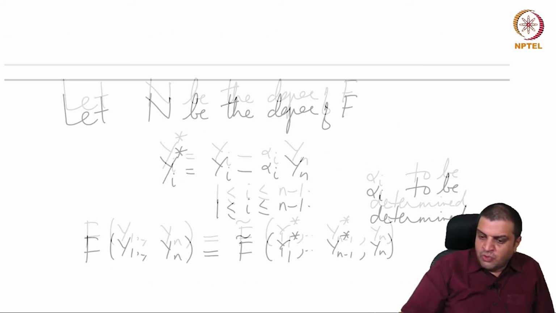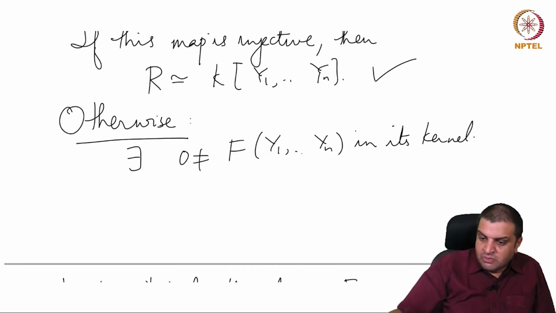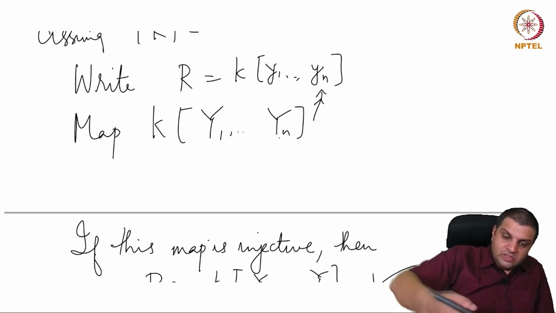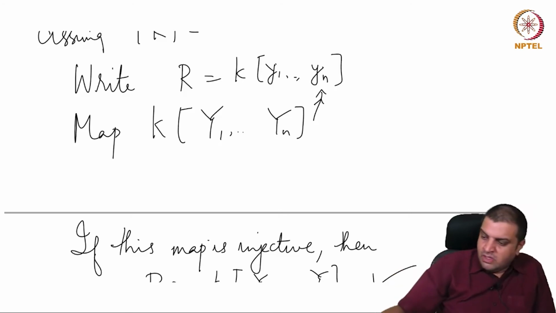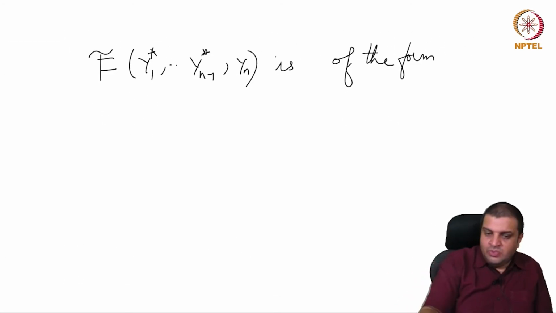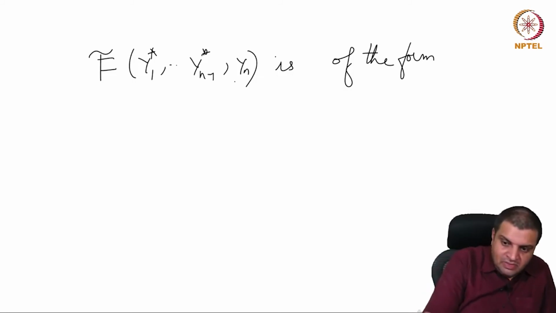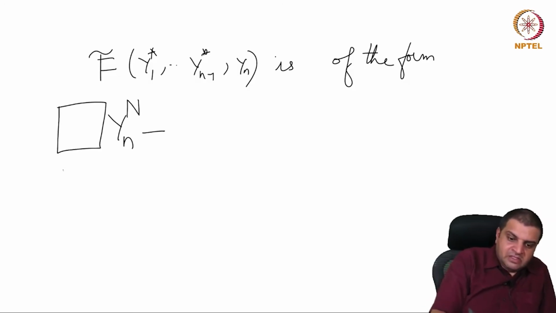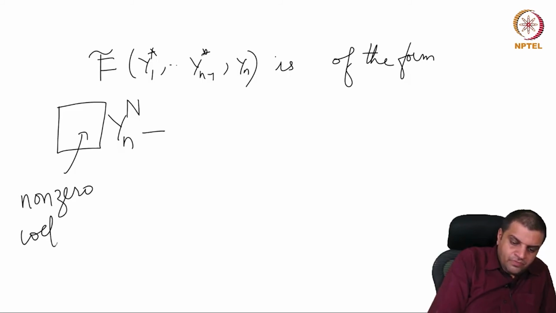So notice that the change of coordinates gives an automorphism of the polynomial ring. It is just that we are surjecting some other polynomial ring onto R. So we can still study a non-zero element in the kernel of the form, some coefficient times yn to the n, where the coefficient depends on the alphas. So this is a non-zero coefficient from K.